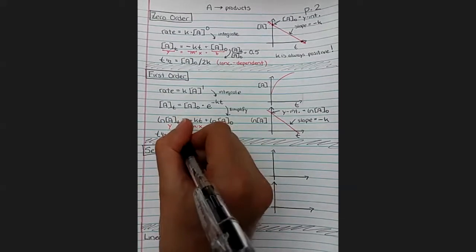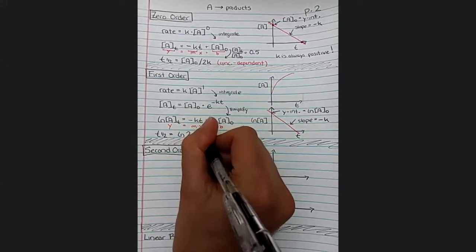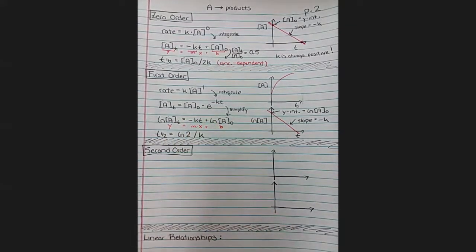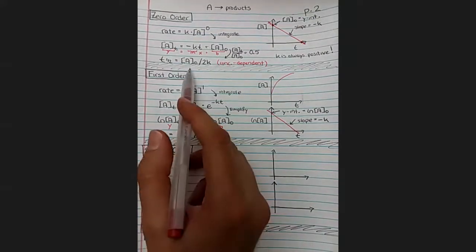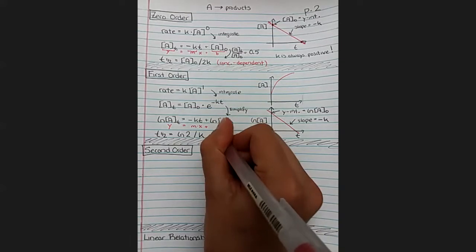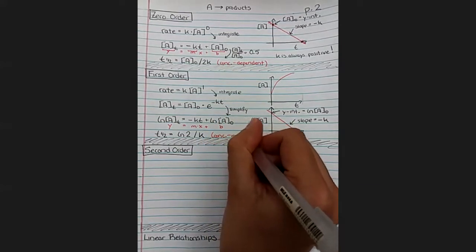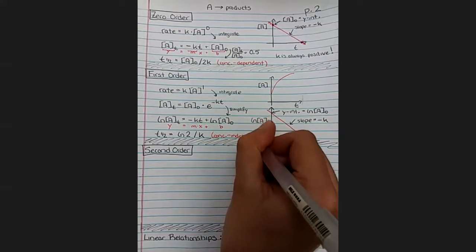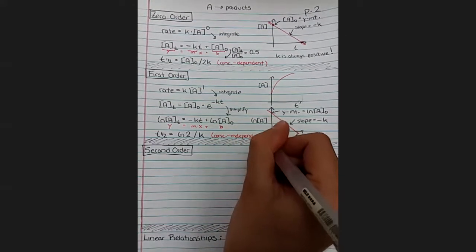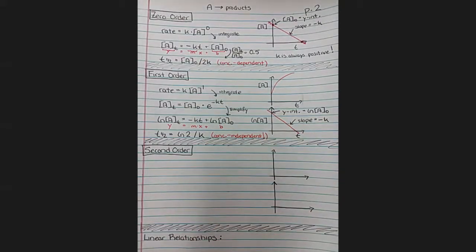And the half-life for first order is the natural log of 2 over k. And notice that this time concentration is not present in the half-life. So it is concentration independent. So no matter how much you start with, the half-life is always going to be the same. It only depends on the rate constant.